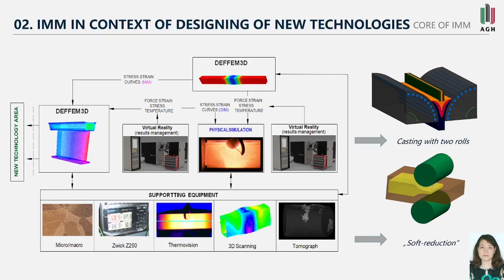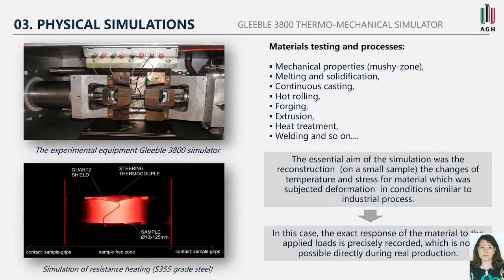Our work is focused on two technologies: casting with two rolls and soft reduction. Using the global simulator, we can carry out the following: materials testing and processes, mechanical properties, melting and solidification, continuous casting, hot rolling, forging, welding, and so on.